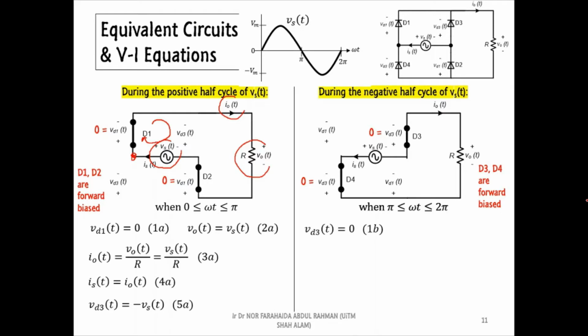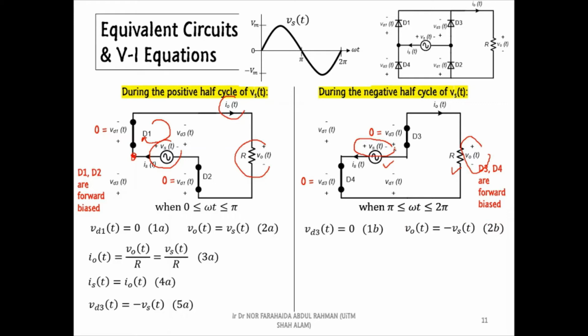Next, let us look at the connection between the resistive load and the AC source. Although both components are connected in parallel, however, their voltage polarity is opposite to each other. Hence, the output voltage is equal to the negative supply voltage.